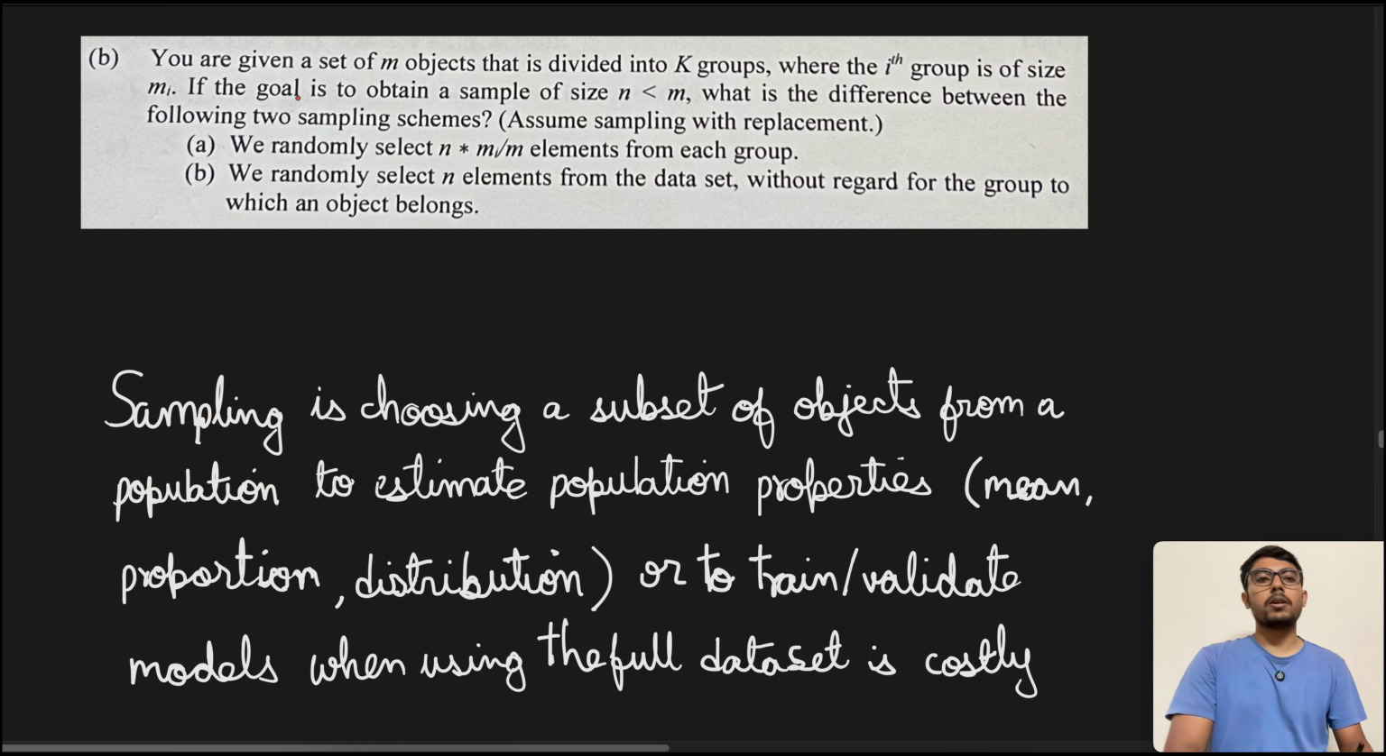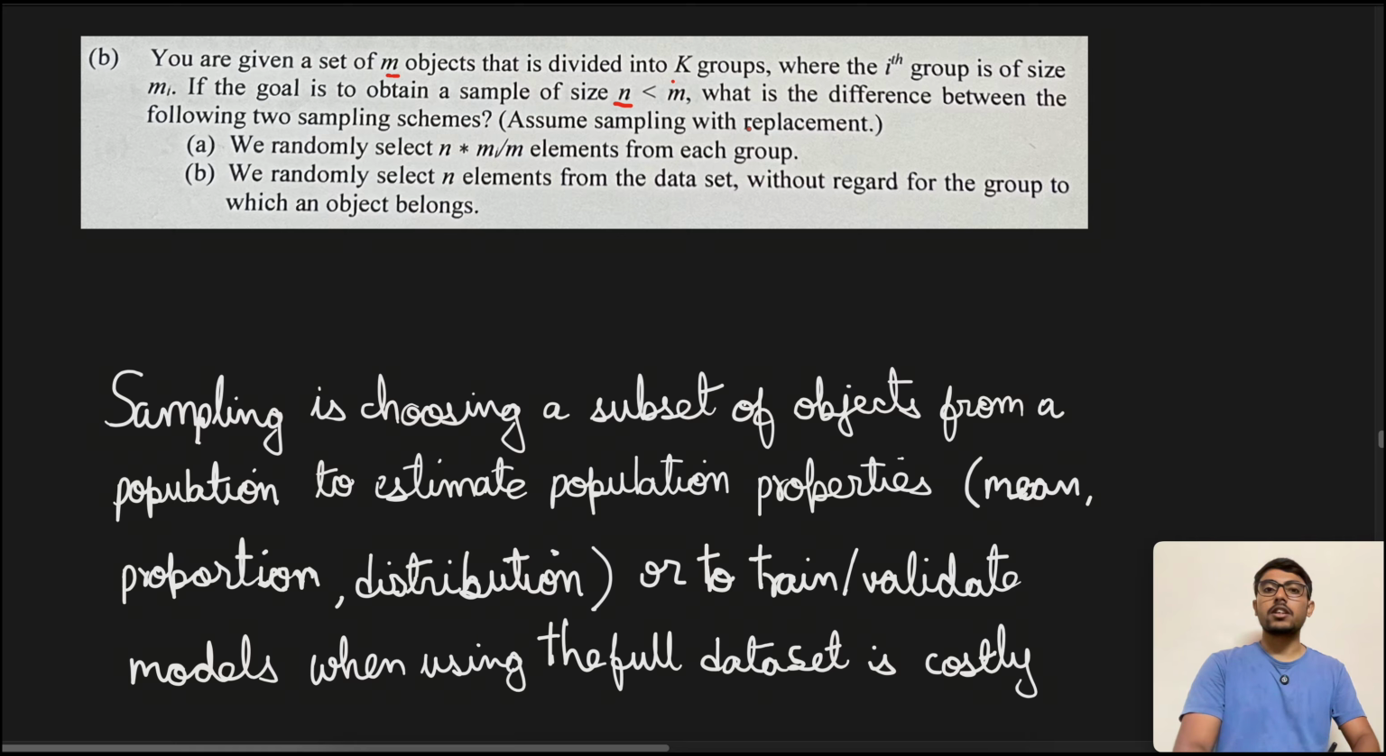Today we are going to talk about a new topic which is related to sampling and its application in data mining. So, let us read the question first. You are given a set of m objects that is divided into k groups, where the ith group is of size m. Now, since it is related to the group i, it is called m, and in subscript it is i. If the goal is to obtain a sample of size n smaller than m, what is the difference between the two sampling schemes?